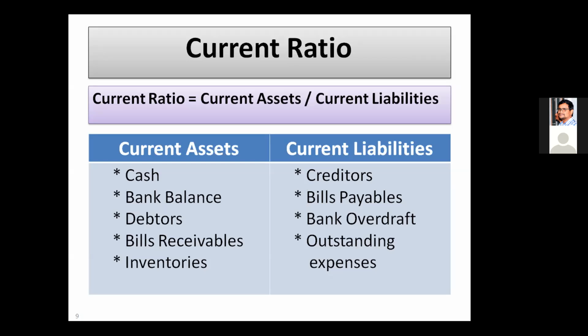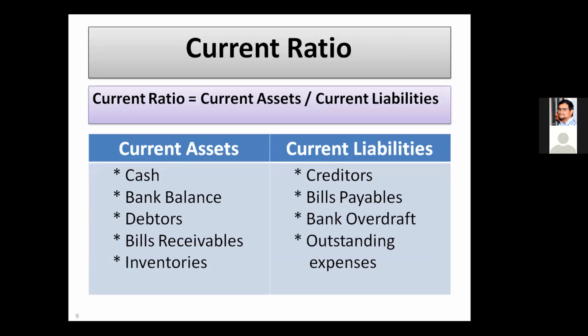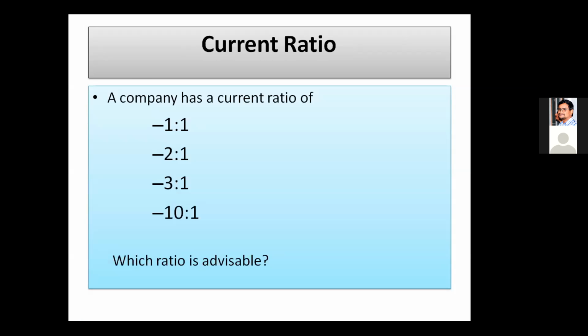Current assets are what we have in our hand. Current liabilities are actually our obligations. We need to pay for these obligations. So the formula is current assets upon current liabilities. Now let us take some cases like this. If a company has a current ratio of 1:1, current asset is equal to 1, current liability is equal to 1. The ratio is going to be 1:1, which means we have 100 rupees of current assets and 100 rupees of current liabilities.